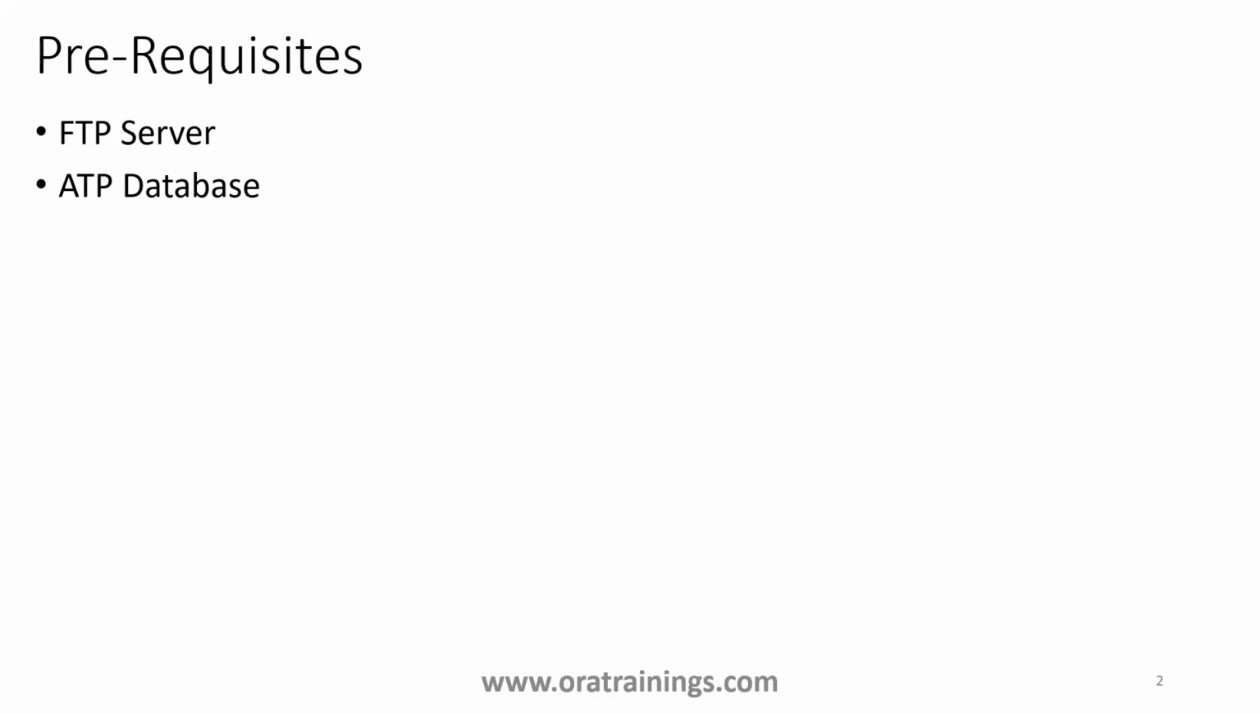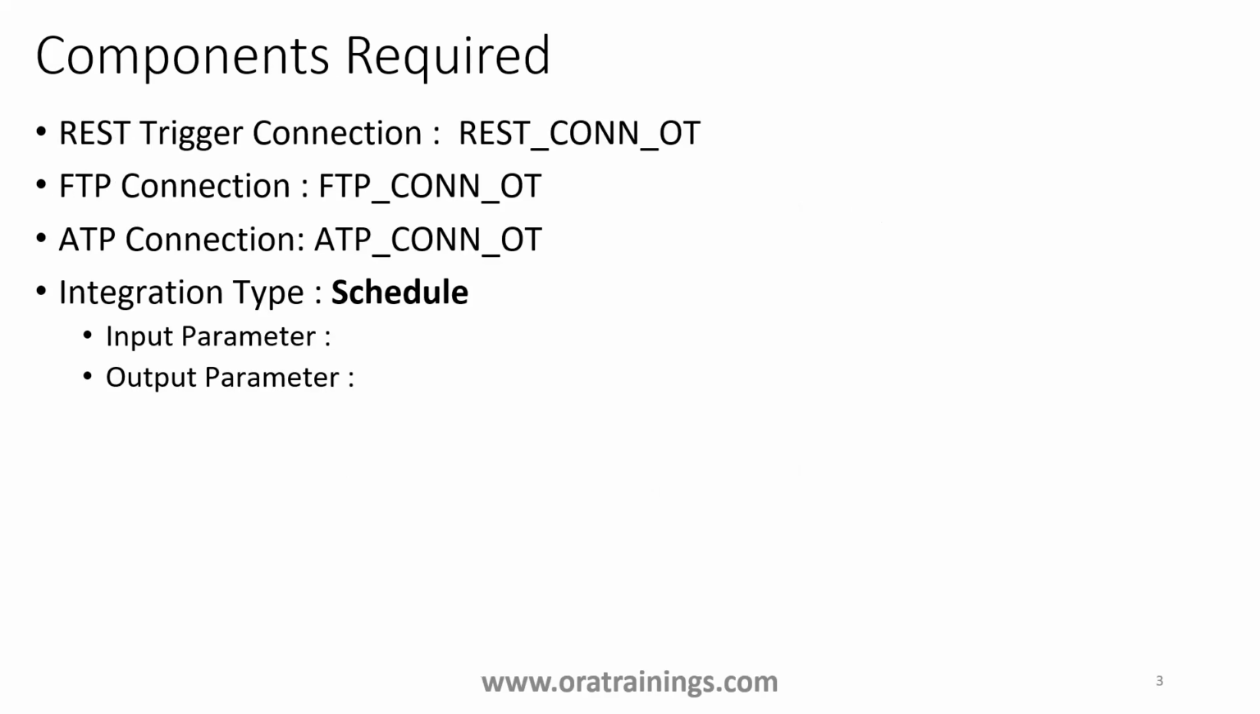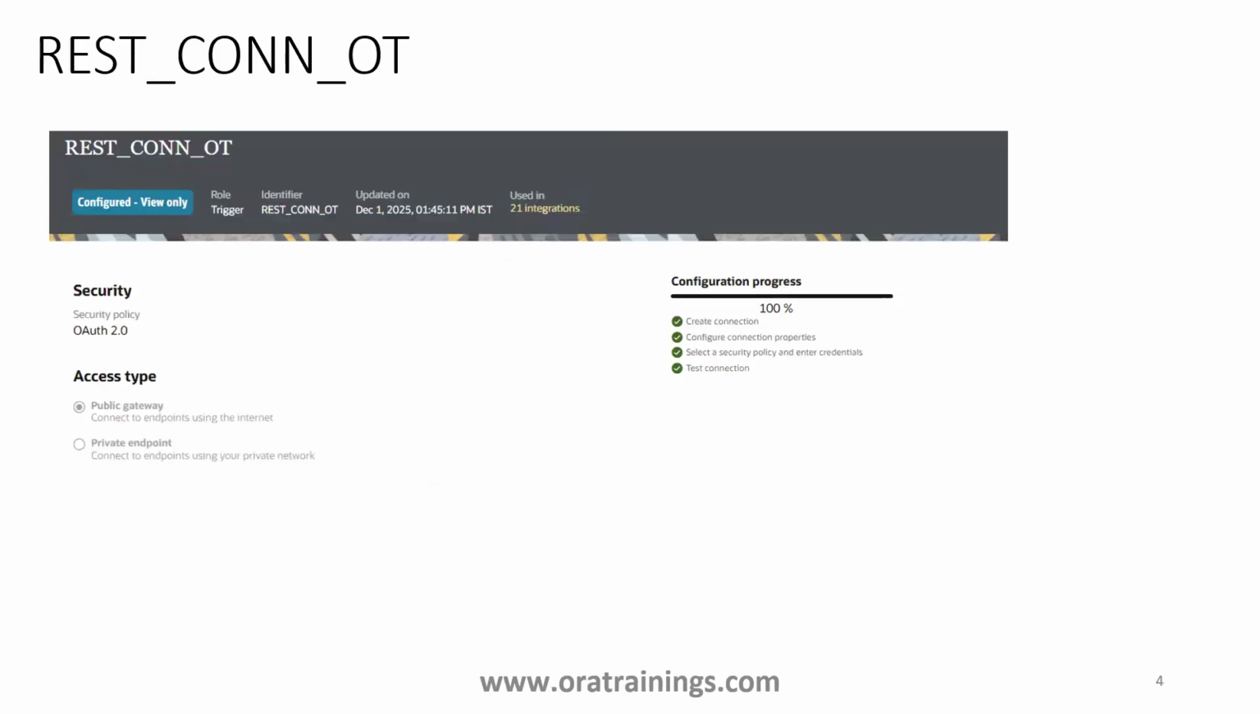The prerequisite is that we require an FTP server where we want to monitor the list of files available in a specific directory, and we want to write that information to a database. So we require a native database. The components required for our integration are the REST trigger connection, FTP connection, and ATP connection. We'll be defining an integration of schedule type, with no input parameter and no output parameter.